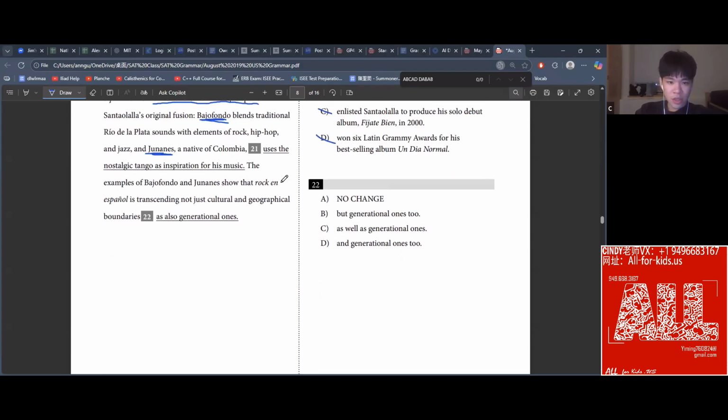Here we see, show that rock en español is transcending not just cultural and geographical boundaries, but, right? Because it's not only, but also. So for generational ones too.